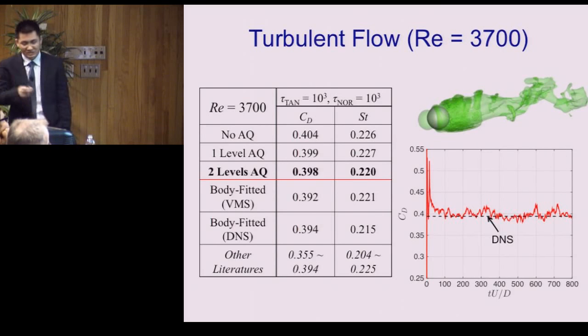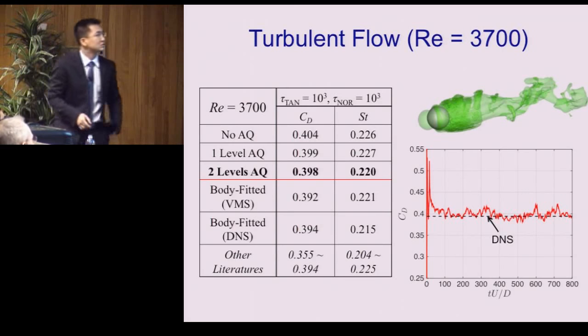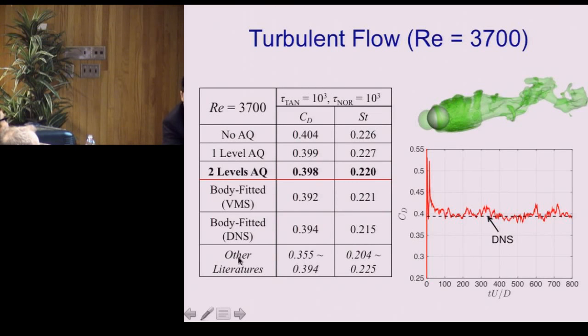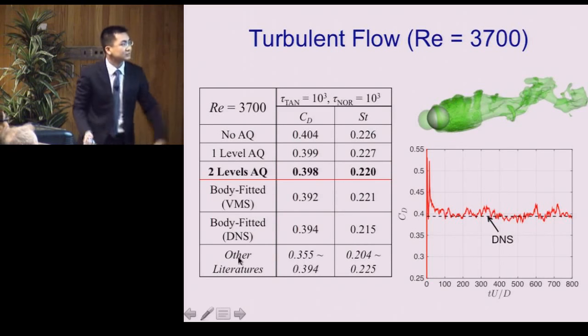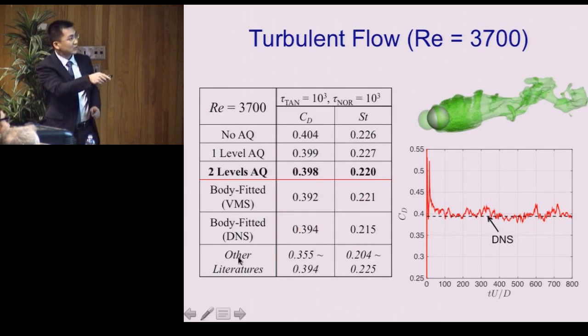But it does show that for this immersed type approach, with adaptive quadrature, we are able to capture the solution, getting closer and closer to the reference data.